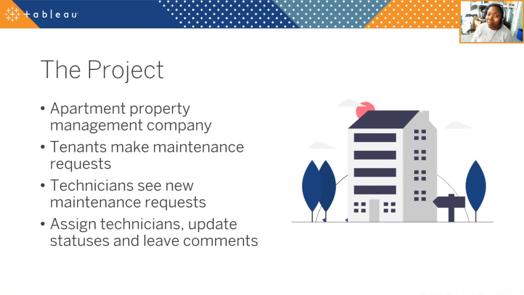Now, let's talk about the project that I'm going to be working on today. So I wanted to think of something that would be simple enough that we could get done within an hour, but translatable to other areas as well. So the project we're going to be working on today is a maintenance request form. So pretend that we work at an apartment property management company, and we've got multiple properties, and each property we've got different tenants, and they're making maintenance requests. Then we've got different technicians, and those technicians want to be able to see those requests and update them with different statuses, add comments, and assign technicians.